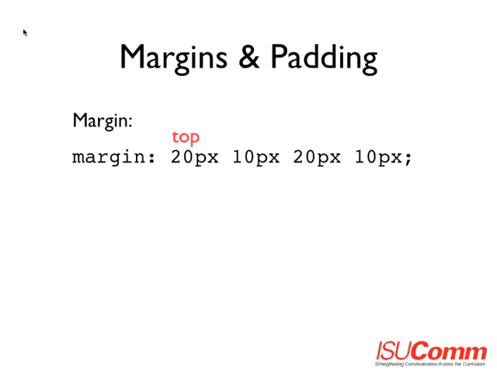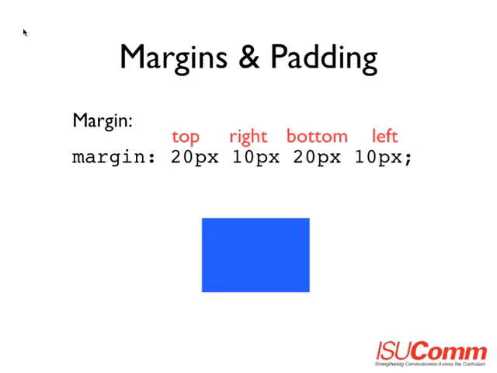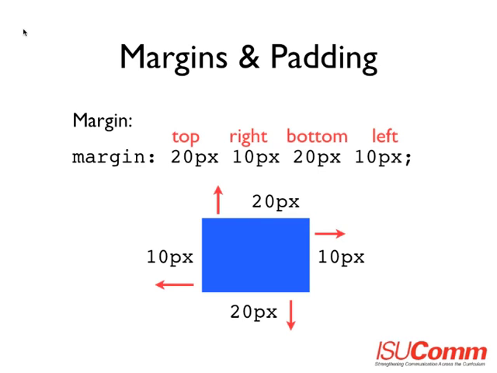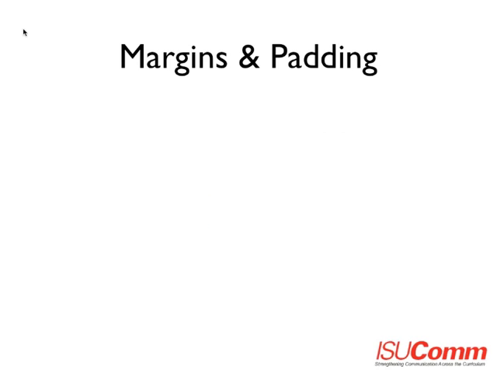So I'll say that I want a margin of 20 on the top, I want a margin of 10 on the right side, I want a margin of 20 on the bottom, and a margin of 10 on the left. And so if we had a blue box that we wanted to add margins to, this is the way that would look. You'd be saying that you want a margin of 20 pixels on the top, 10 pixels on the right, 20 pixels on the bottom, and 10 pixels on the left. Okay? So we're making space outside of an object with the idea of a margin.